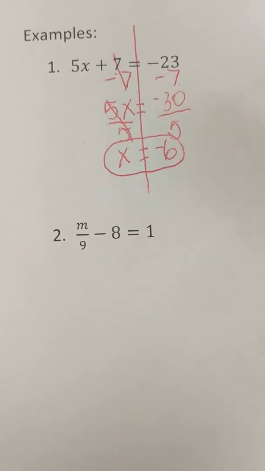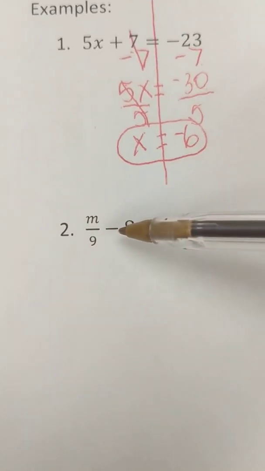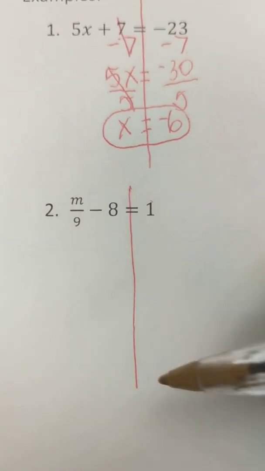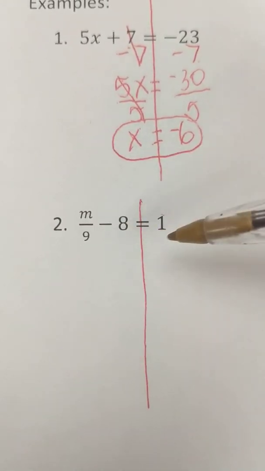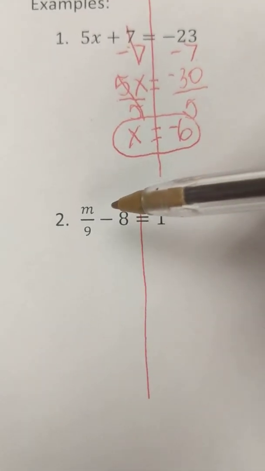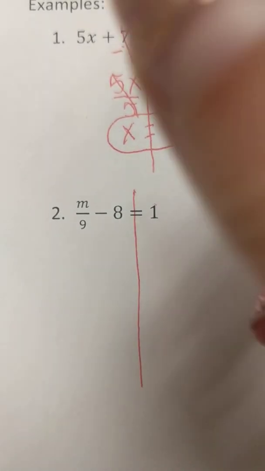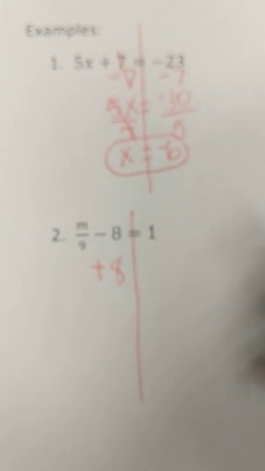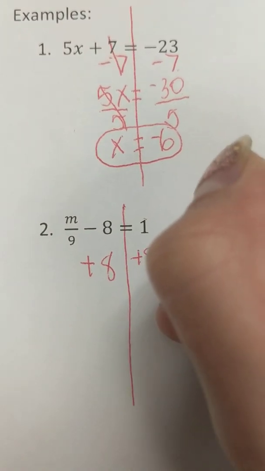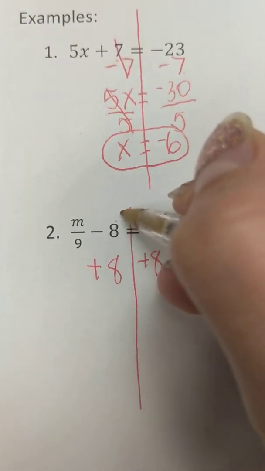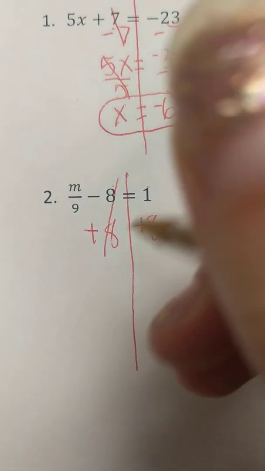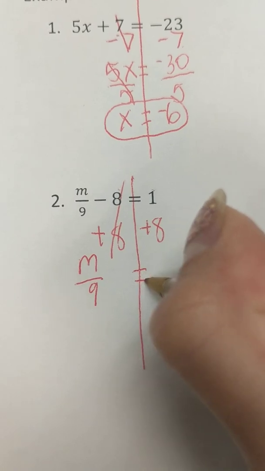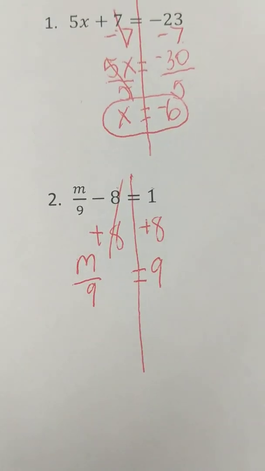In our next problem, we have first a line through the middle, through our equal sign. It shows us our two sides. Now I have a minus 8, so I'm going to deal with my subtraction. To get rid of subtraction, remember, I add. And I'm going to do it to both sides. Negative 8 plus 8 is 0, so it's gone. That leaves me with just m over 9 equals 1 plus 8, which is 9.